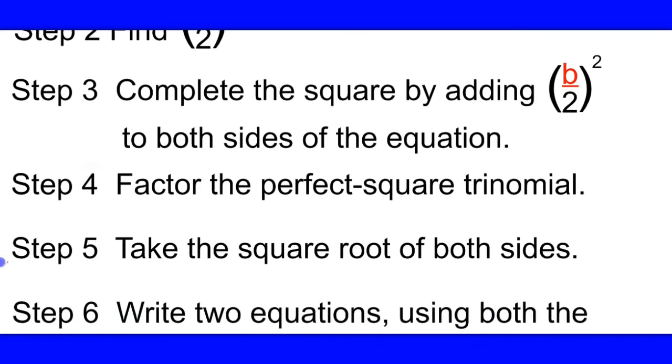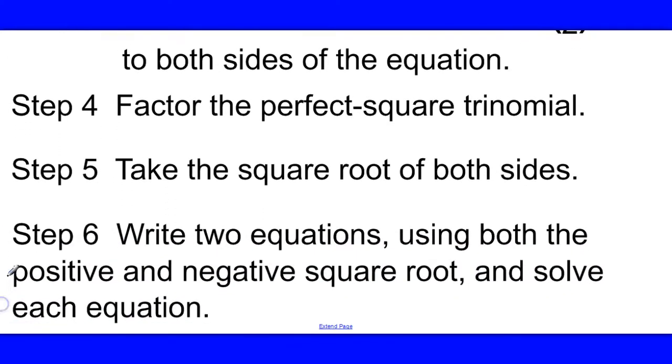Okay, so we just created a perfect square trinomial. We're going to factor it. We're going to take the square root of both sides. Remember, when you take the square root of a positive number, there's 2 roots, the positive and the negative root. And then we're going to write 2 equations using the positive root and the negative root and solve those. Now, I know that that seems crazy, but pause the video, write that down, make sure you have that perfect.